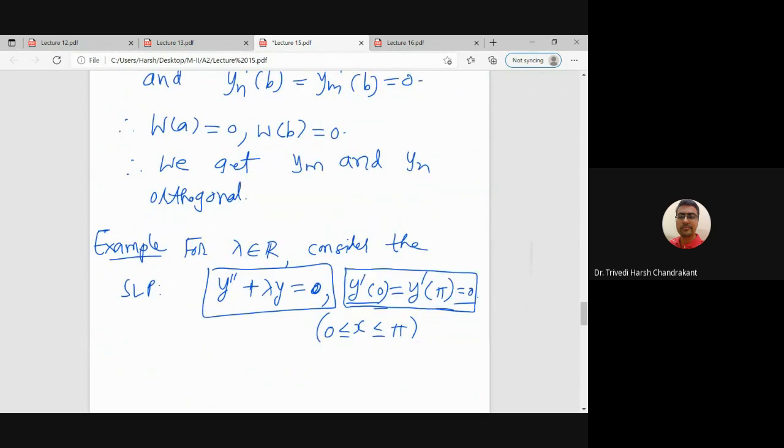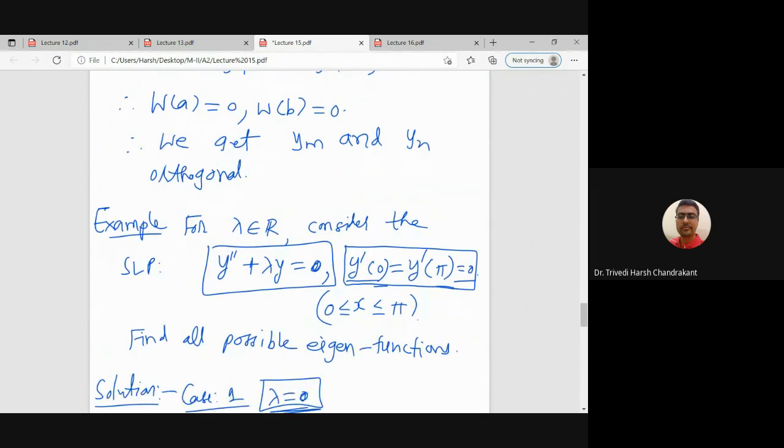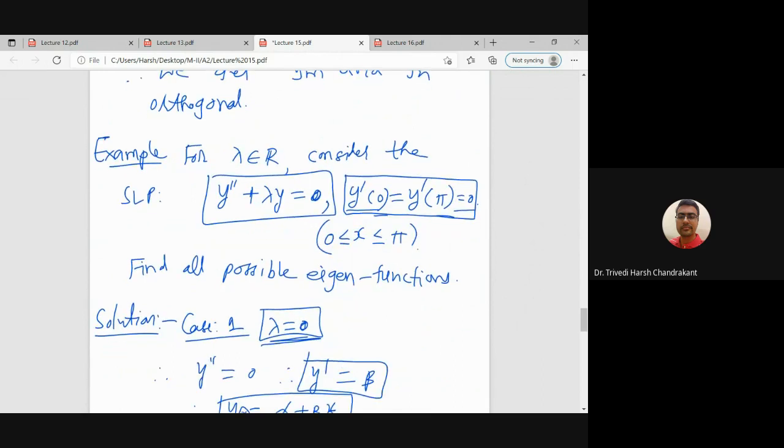So that is regarding the orthogonality of the eigenfunctions, but the first question is how to find the eigenfunction, and that we will discuss in the examples. Whenever an eigenfunction exists and we take the corresponding boundary condition, the eigenfunctions are orthogonal. The only thing we need to understand is how to find the eigenfunction.